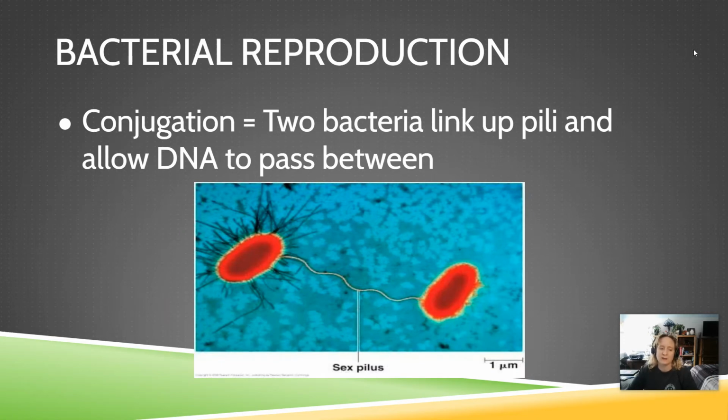Another way that bacteria can exchange DNA is called conjugation. Two bacteria can link up with a pili that you saw in that structure, and they can actually allow little pieces of DNA to be passed between them. So this could be bad if they pass genes that make them more resistant to our drugs.